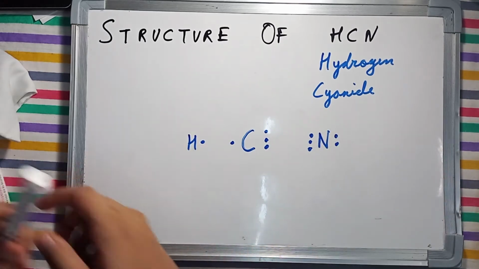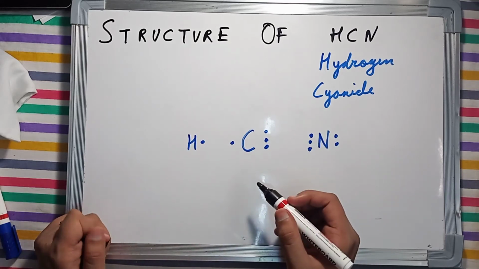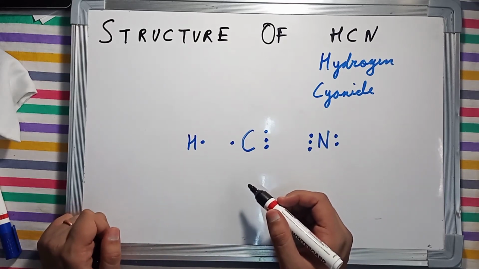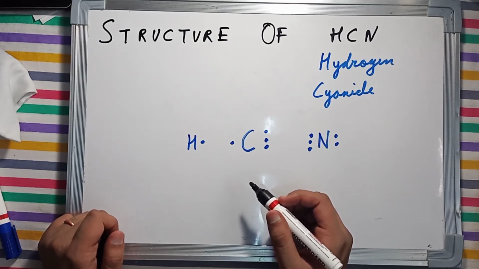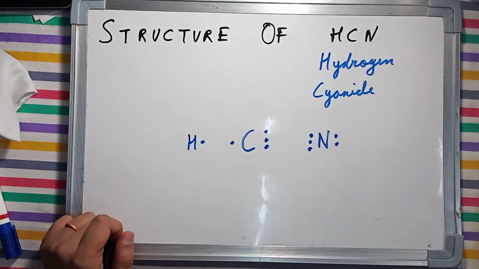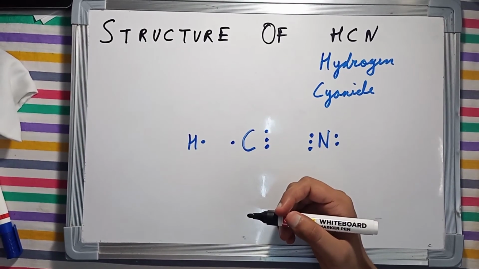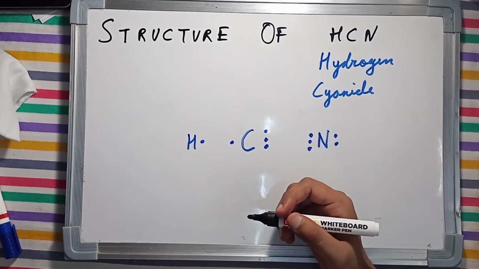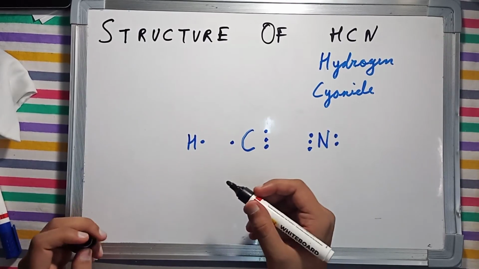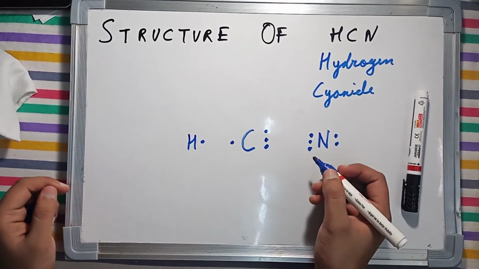Okay, so according to the Lewis octet rule, or in accordance with the Lewis dot structure, it states that every atom wants to complete its octet, except hydrogen and helium, because they have a duplet. They can fit a maximum of 2 electrons in their valence shell. So here hydrogen will complete its duplet, whereas carbon and nitrogen will complete their octet.